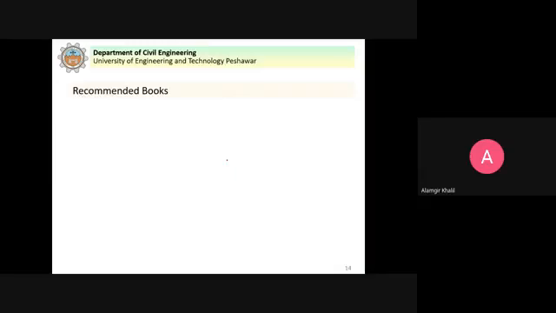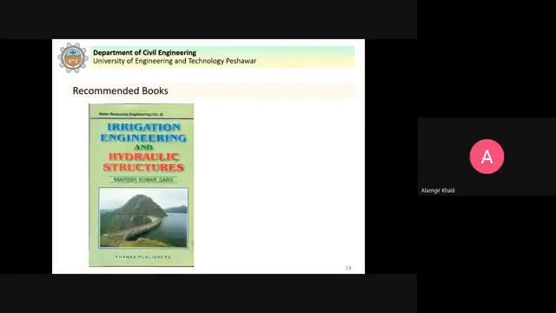Now the recommended books for this course. We have Irrigation Engineering and Hydraulic Structures by Garg. This is given in your syllabus. This book is a big book covering every aspect of irrigation engineering and discusses in detail the different hydraulic structures.